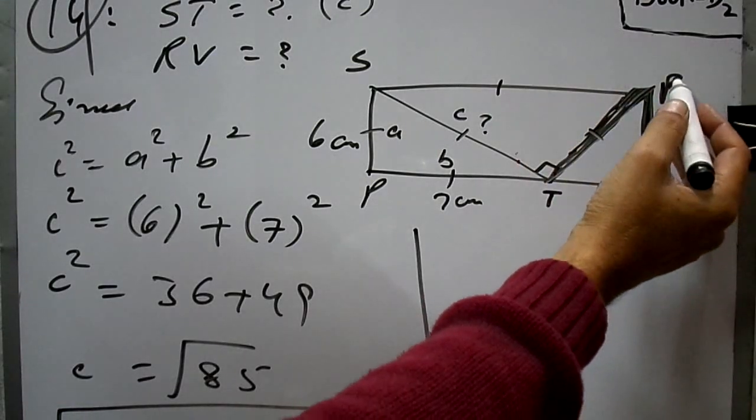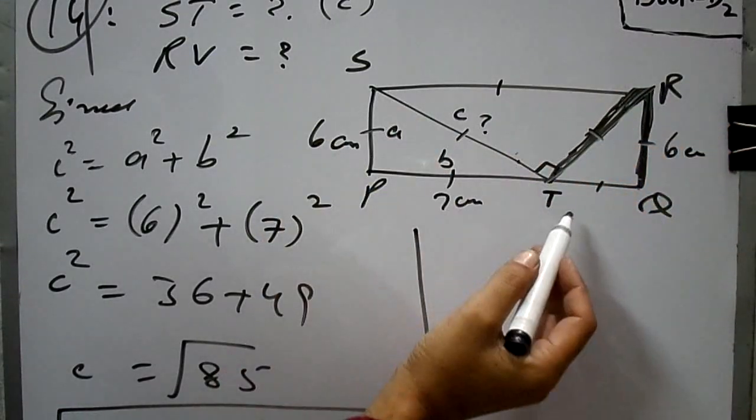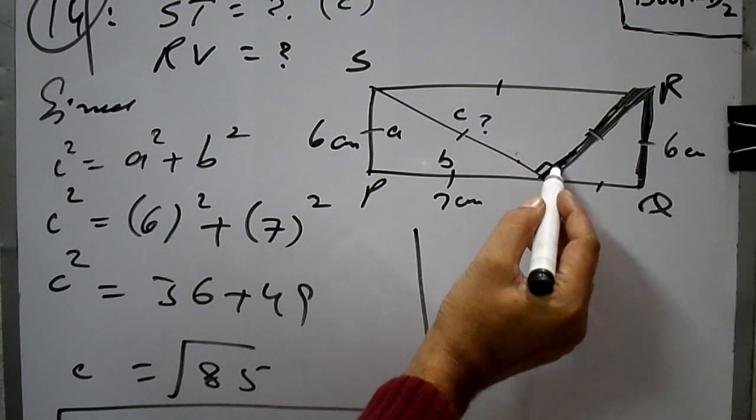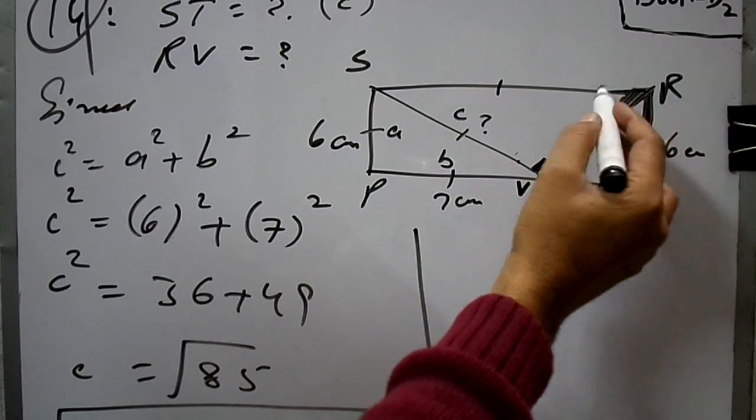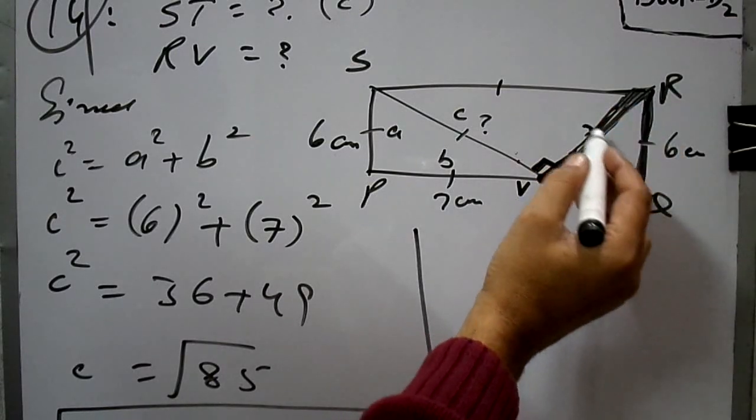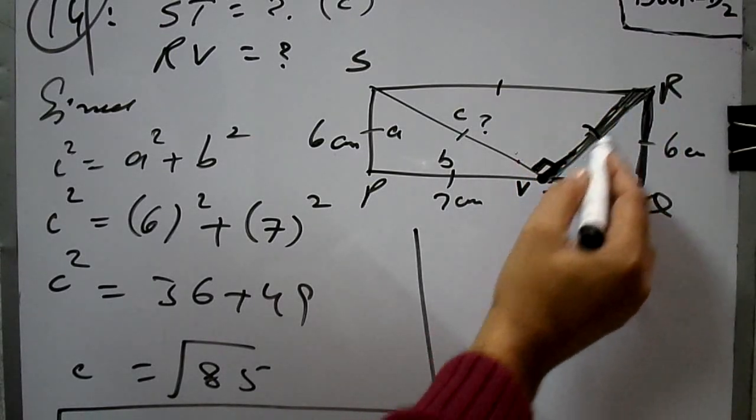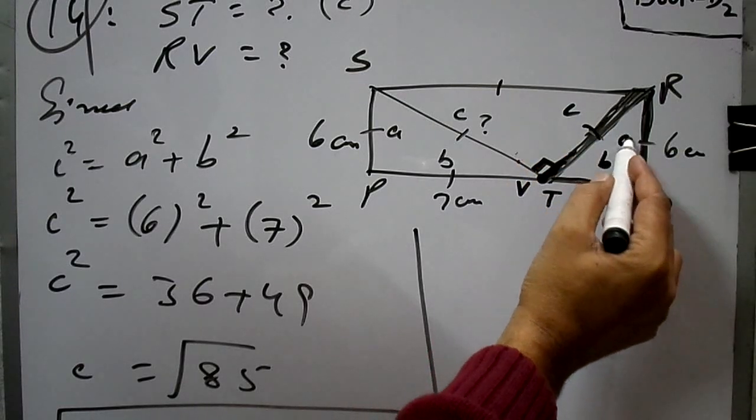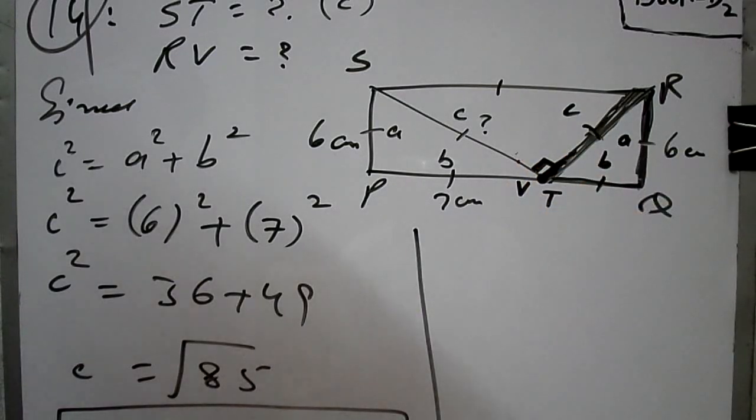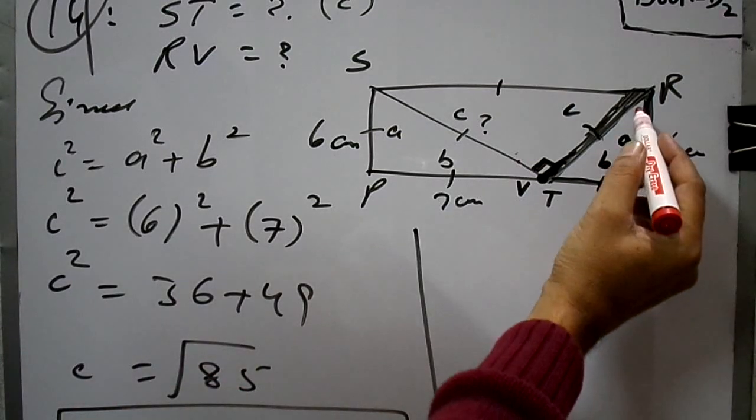Now the other portion. We have to draw a perpendicular RV on ST. Suppose that perpendicular makes a 90 degree angle at point V. We have to find this RV. If we take this triangle, once again we can say that is your C, that is your base, and that is your altitude A.